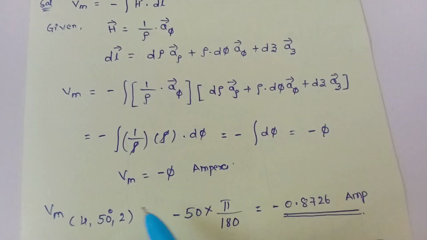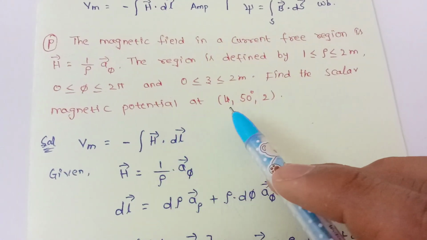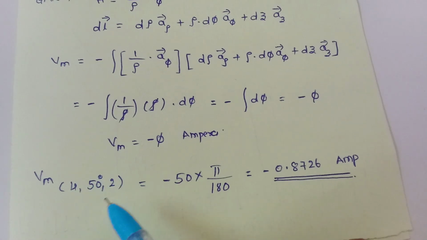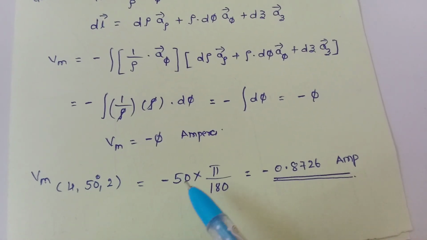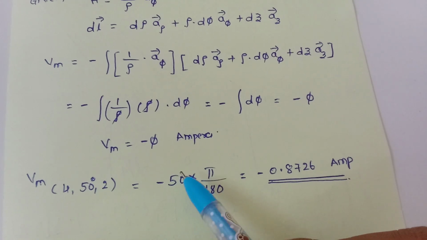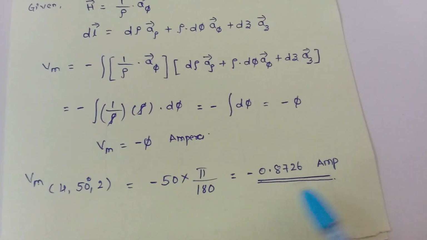Is it clear? This is the scalar magnetic potential, but they said to determine the scalar magnetic potential at this point. Therefore, we have to observe that Vm at this point is equal to minus 50 into pi by 180. If you want, you can simply leave it in degrees or you can convert to radians, then it becomes what? Amperes. Is it clear?